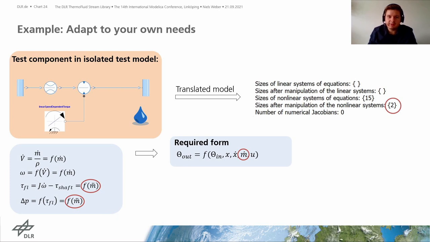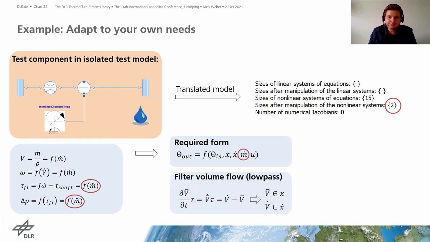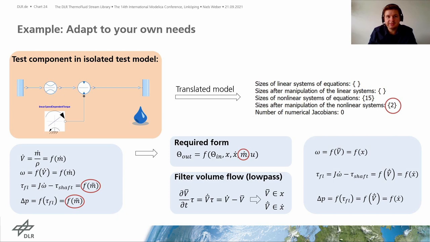One way to overcome it would be to apply a low-pass filter on the volume flow to move it to the state vector. So the filtered volume flow becomes part of the state vector, and when we have another look at the equations now, we see that they are all dependent on the state vector or the derivative of the state vector. And we are good with the structure of our equations, and we are fulfilling the required form, and the nonlinear equation system should disappear.